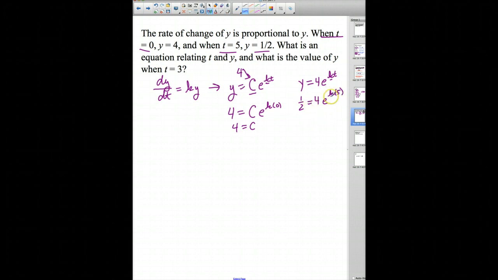We want to solve for k, so we've got to get the k out of the exponent. The first thing we're going to do is divide both sides by 4. So on the right side we have e to the 5k.